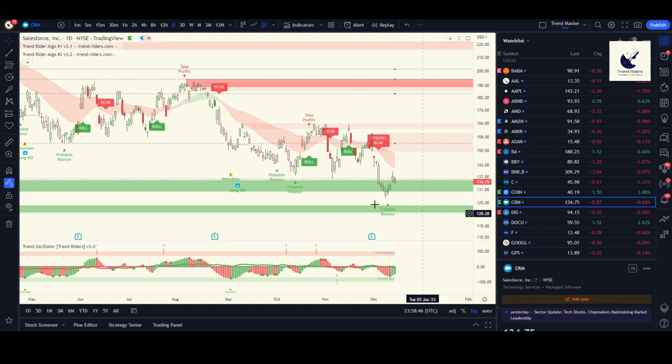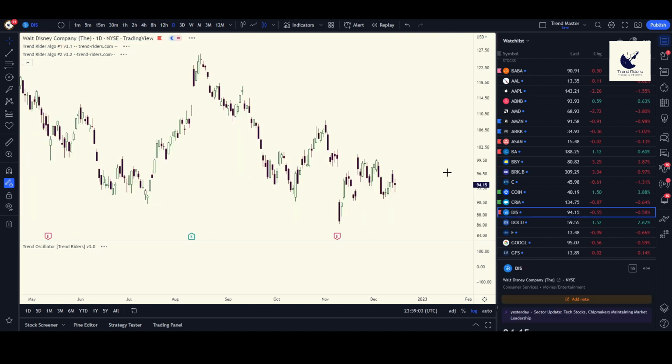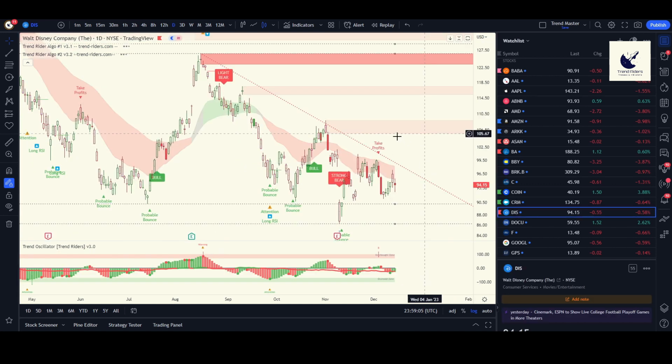CRM. This is inside a buy zone area. So this could be a potential long if it holds, probably entering along here with a stop loss right here, or wait if it goes down. It's your choice. So green level for me. Next one, Disney.